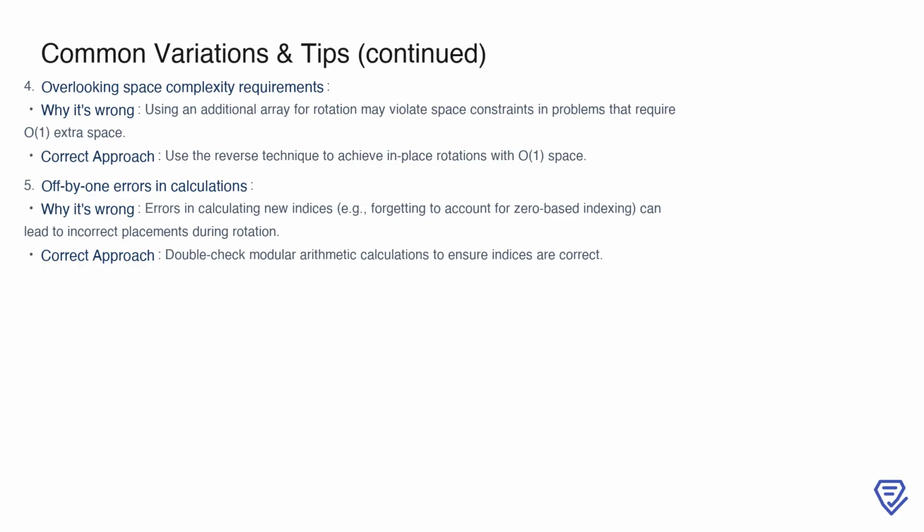Another mistake is off-by-one errors in calculations. Missteps in modular arithmetic, such as forgetting zero-based indexing, can result in incorrect placements during the rotation process. Carefully double-checking these calculations ensures that elements are repositioned accurately and avoids subtle bugs in your solution.